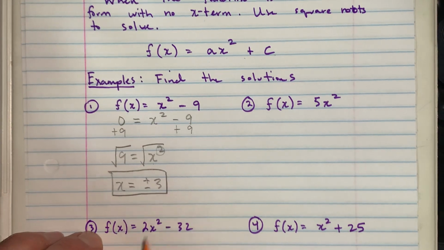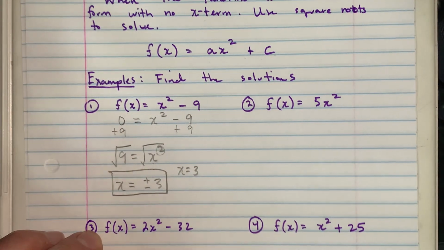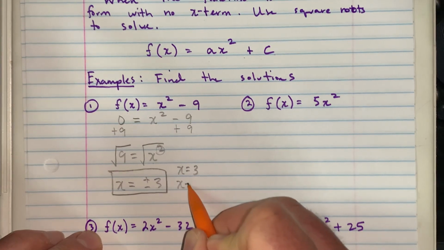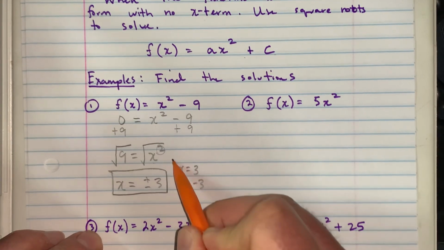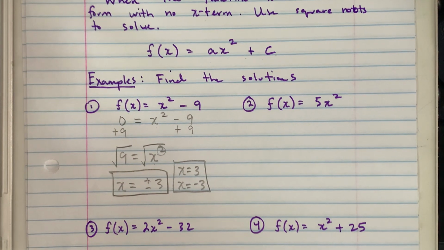This is just a way of writing two solutions. There's a positive answer, and then there's also a negative answer. So essentially there's two solutions here. X could be 3 or it could be negative 3.